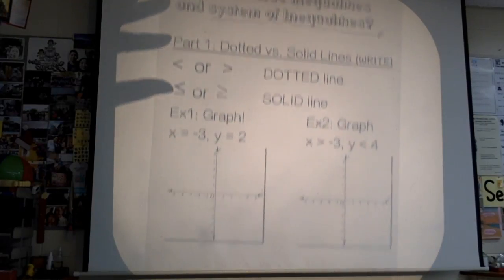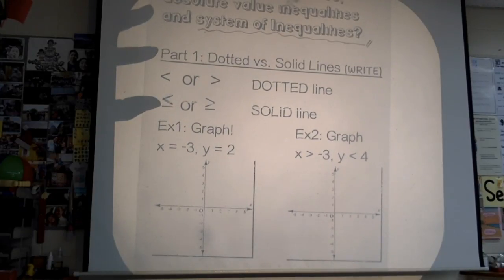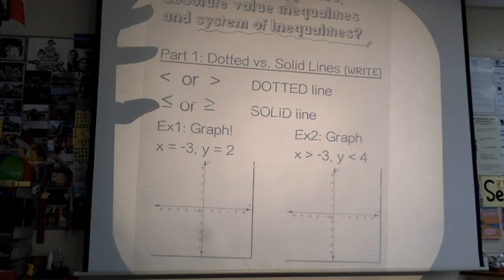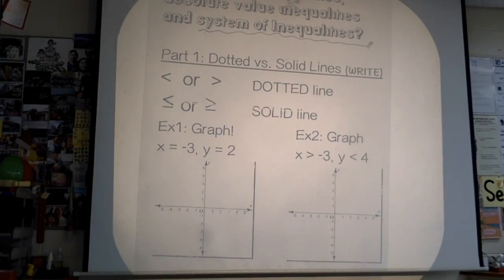Part 1, spotty dotty, solid lines. You remember this, guys? Spotty dotty, we like to potty. We did that with number lines. We had dotted lines versus open circles versus closed circles. We're also going to use solid lines. Solid as a rock, depending on which inequality we are given.